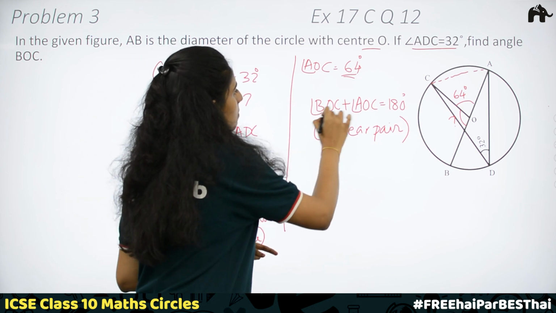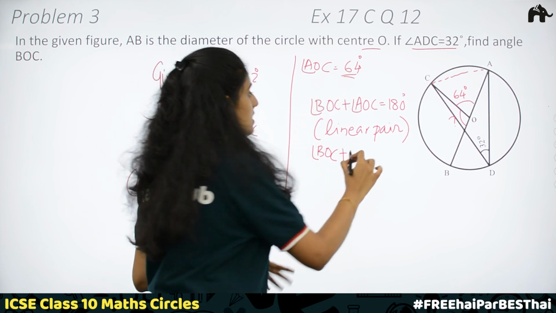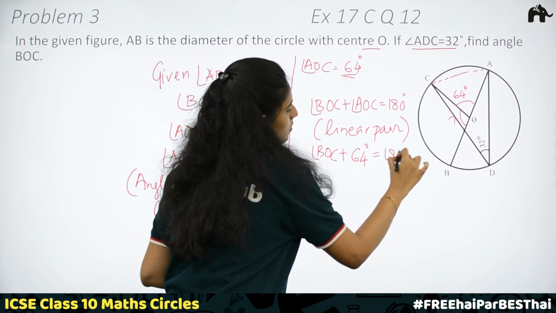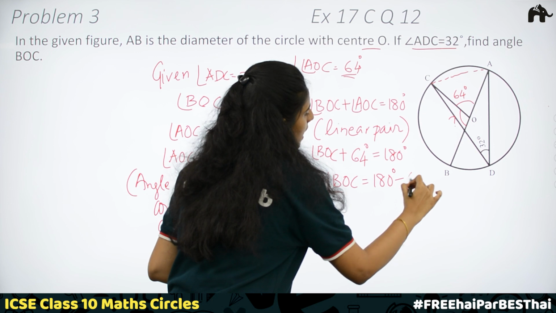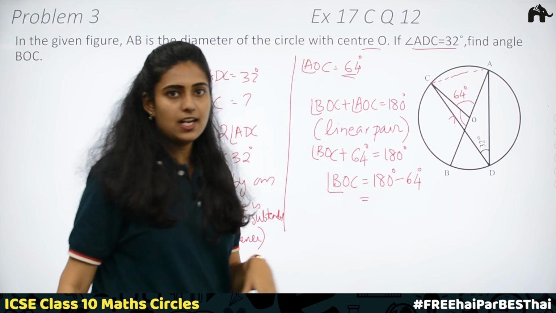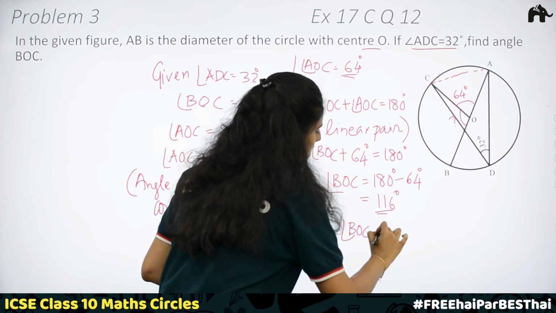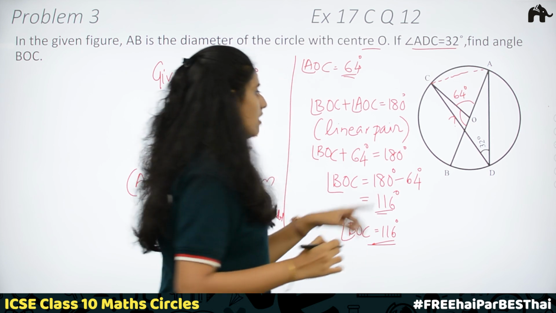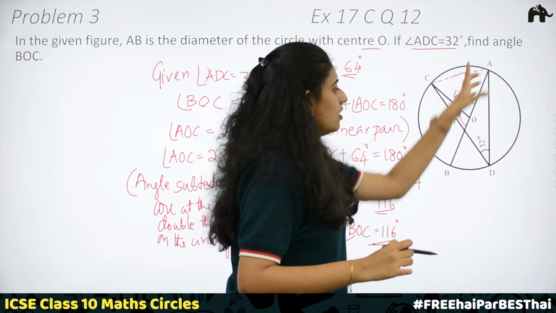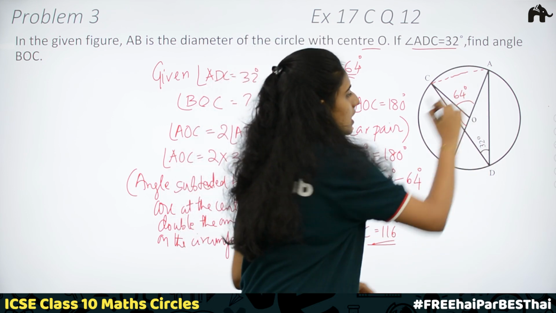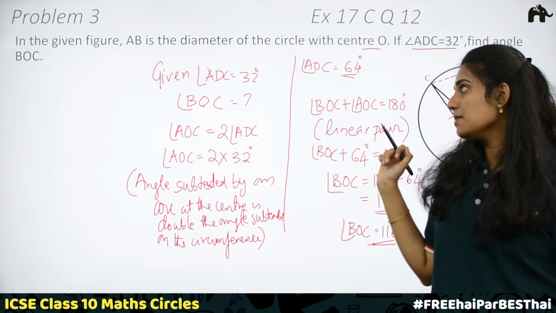Put the value. We have to find BOC plus AOC, which we have determined as 64 degrees, is equal to 180 degrees. Therefore, BOC is equal to 180 degrees minus 64 degrees. What is the final answer? We will be getting 116 degrees. Angle BOC is equal to 116 degrees. We have used two ideas. One is the angle at the center is double the angle on the circumference of the circle, and the second, the idea of linear pairs. Using this, we have determined the value of angle BOC.